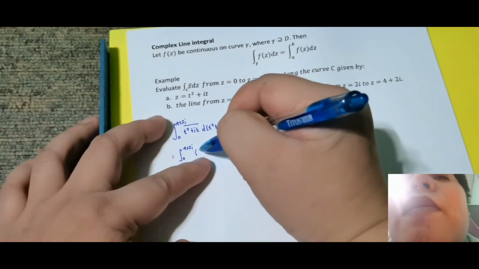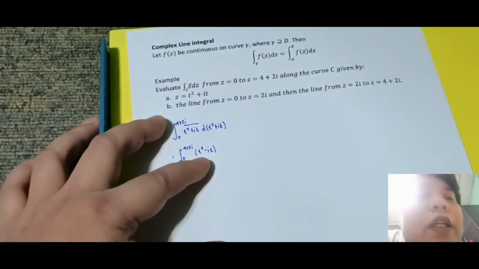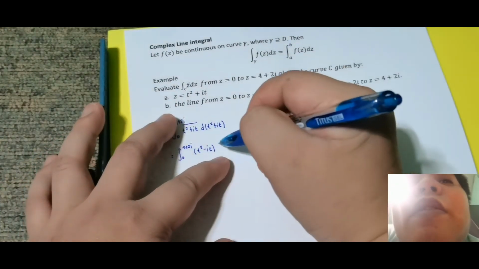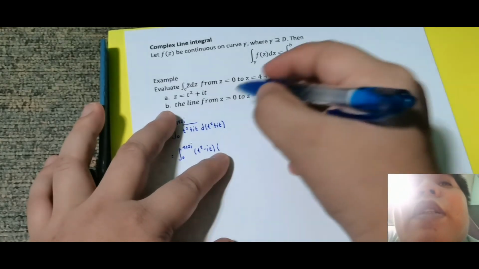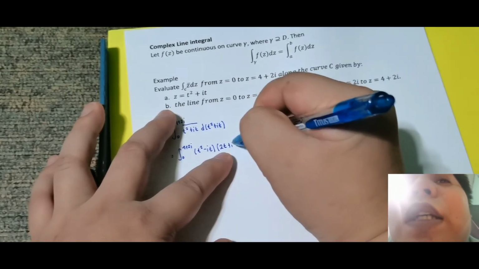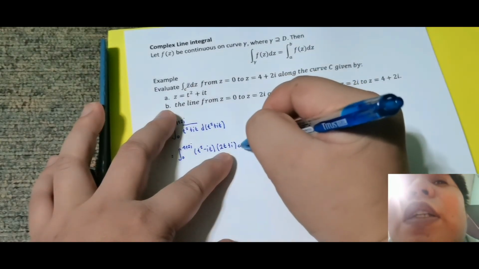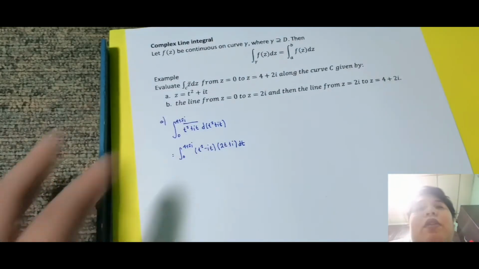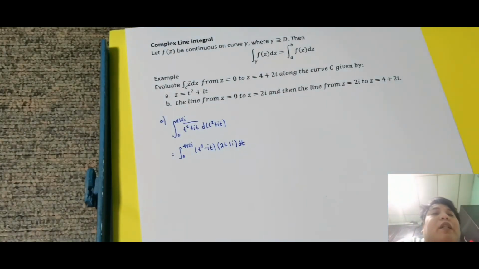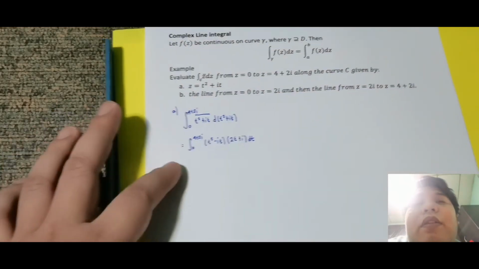This is t squared minus it, kasi nga, conjugate. Then derivative nito is just equal sa 2t plus i, tapos factor out ko na lang si dt. Kasi 2t dt, tapos i dt. Ganun dapat yung integral. Okay, next is simplify natin further yan.